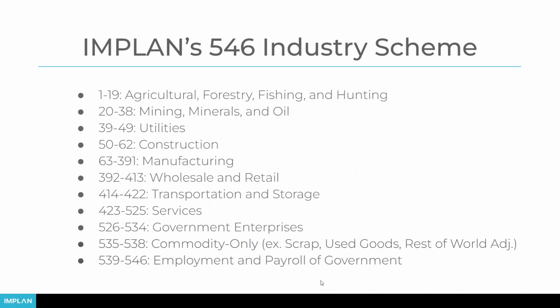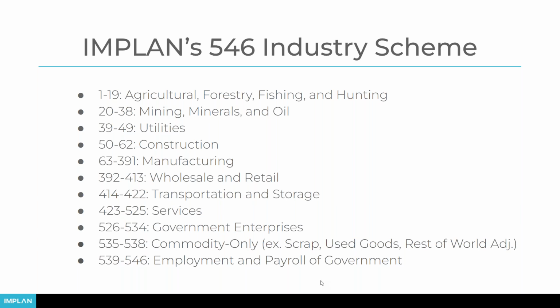Next slide. There are 546 IMPLAN industries in the current aggregation scheme. They can be summarized into these 11 industry groupings. As some of you may have noticed, the IMPLAN industry groups are going to be similar to that 2-digit NAICS scheme with a few exceptions.